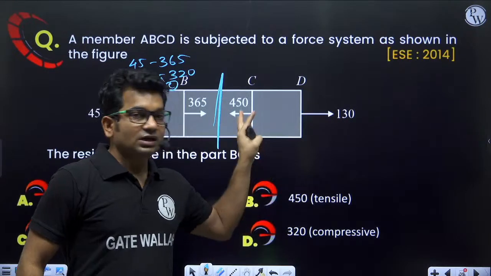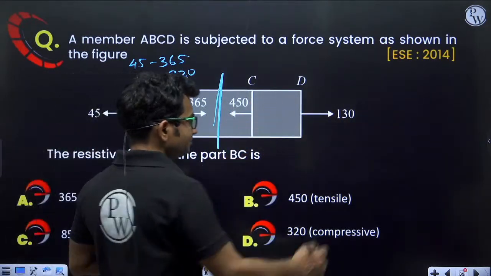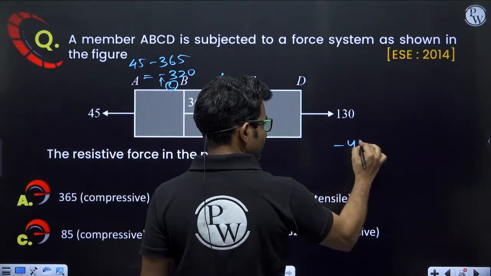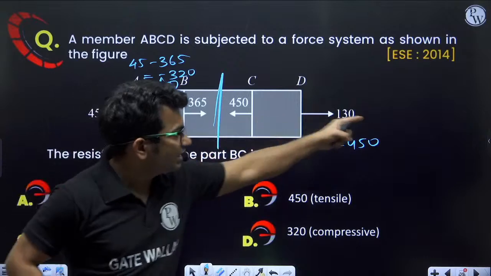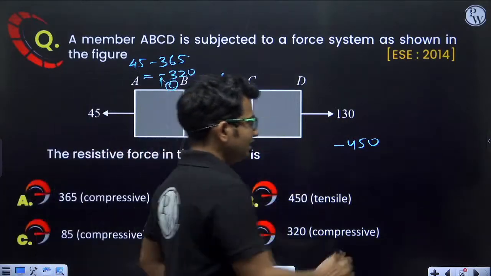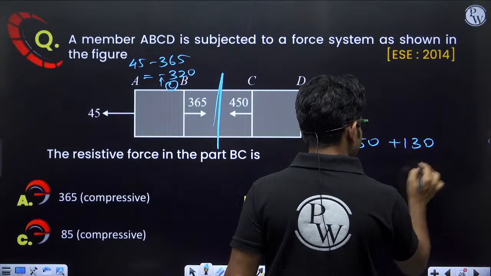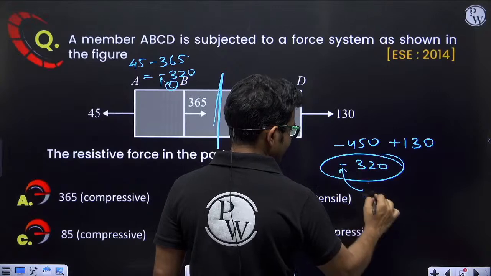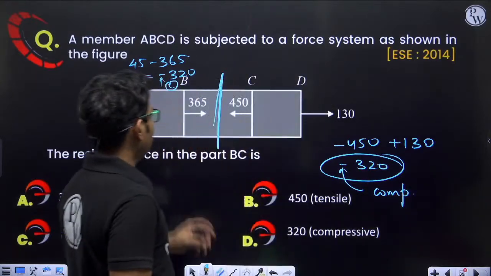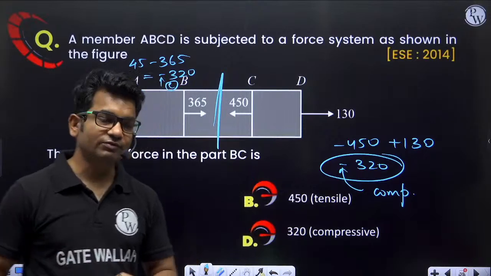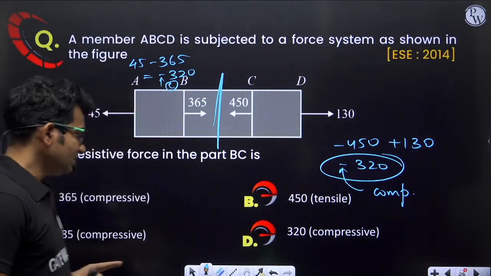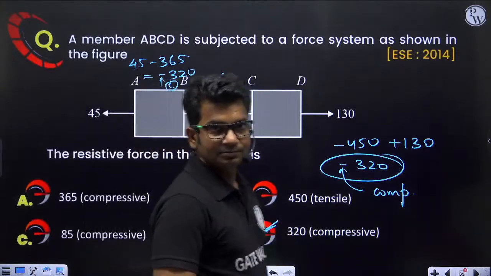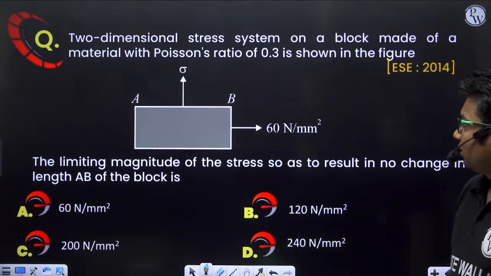Now if we sum these two forces, what will we get? Here 450 is towards the section, that means it is compressive, so minus 450, and 130 is away from the section, so plus 130. So minus 450 plus 130, again we get minus 320. Minus indicates compressive. So from both sides we get the same answer. You can calculate from either side. So minus 320, that means 320 compressive. The correct answer will be option D. Clear? Let's move on to the next question.